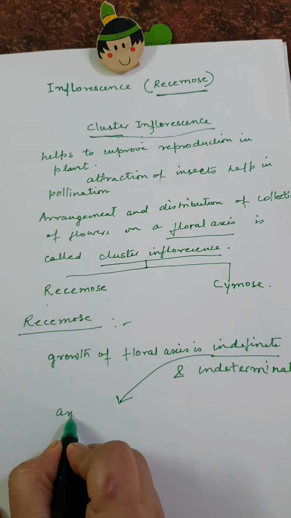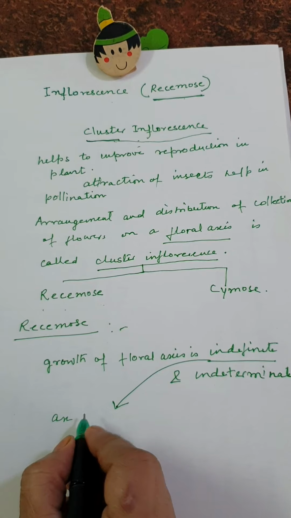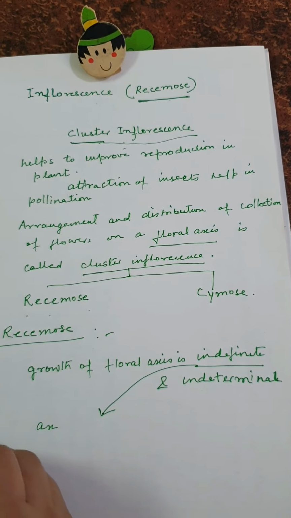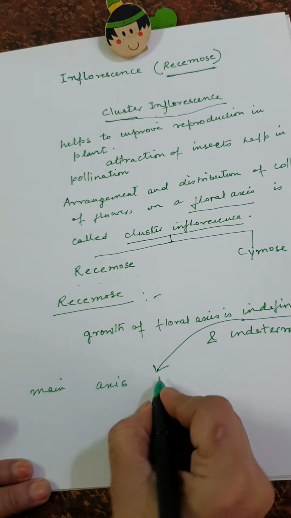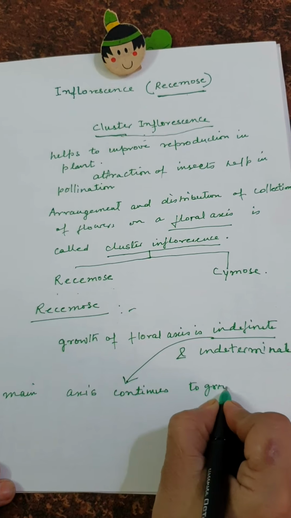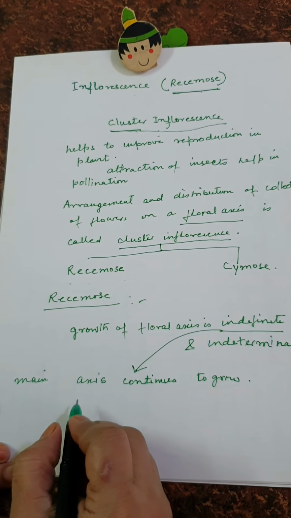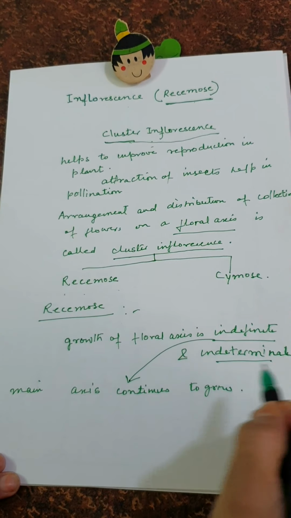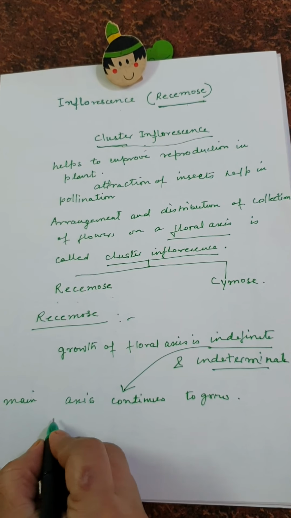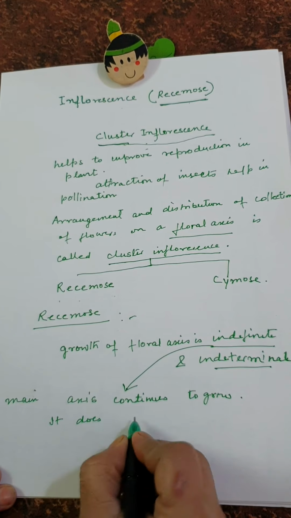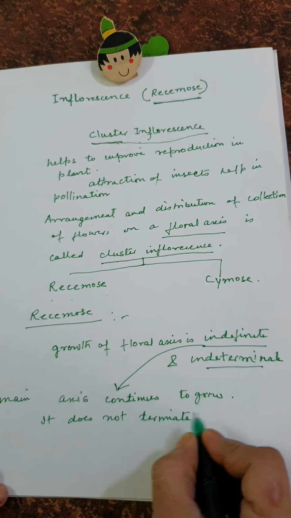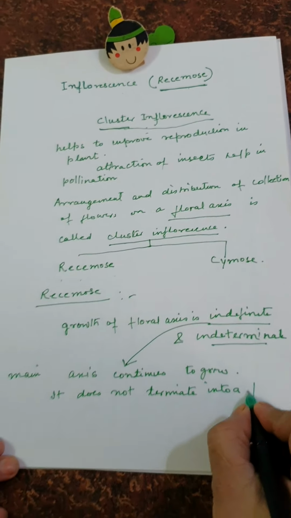The axis continues to grow. It does not stop, it keeps growing. The main axis continuously grows. The main axis continues to grow. And the meaning of this is, it does not terminate in a flower.